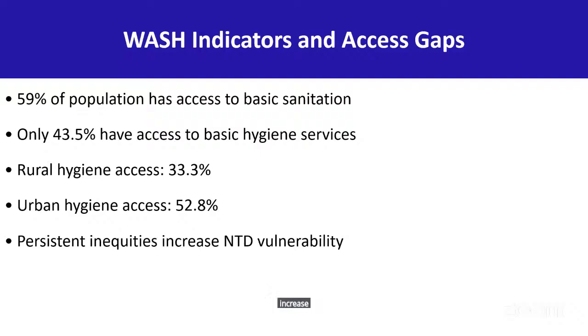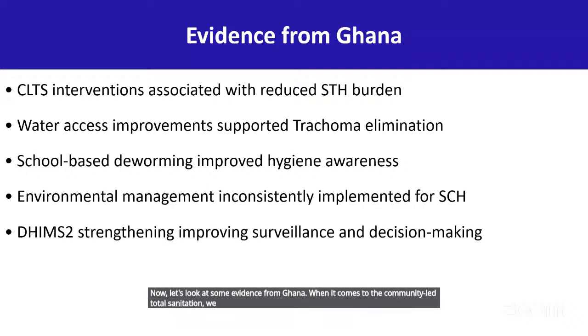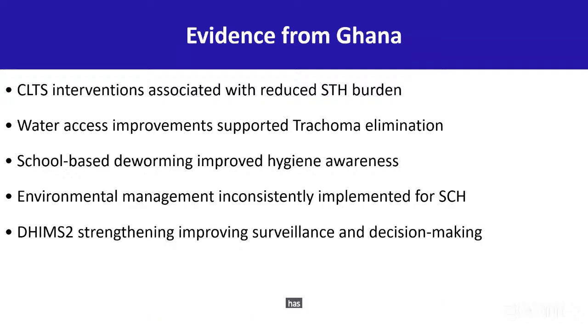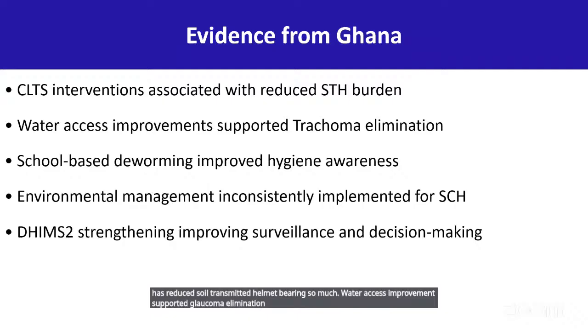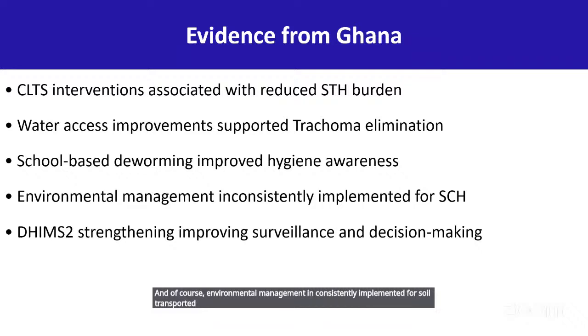And there are persistent inequities, increased NTD vulnerability. Now, let's look at some evidence from Ghana. When it comes to community-led total sanitation, we know that interventions associated with it have reduced the soil-transmitted helminths burden so much. Water access improvement supported trachoma elimination. School-based deworming improved hygiene awareness, and of course, environmental management consistently implemented for schistosomiasis has been supporting the elimination process.